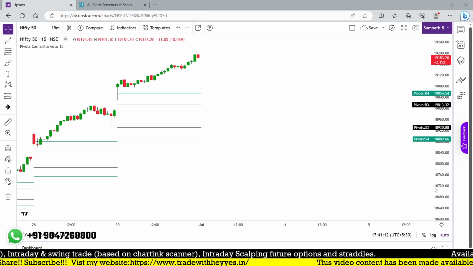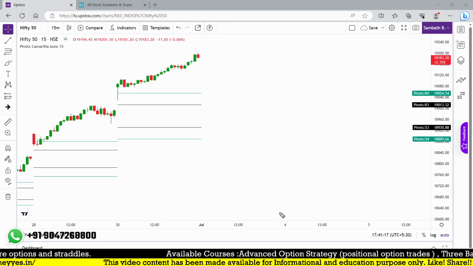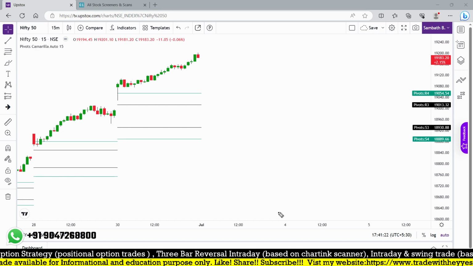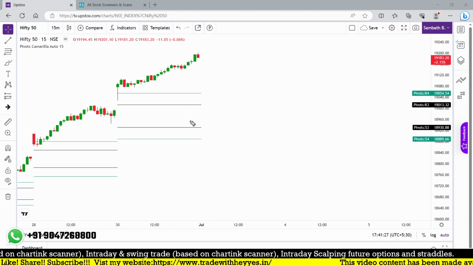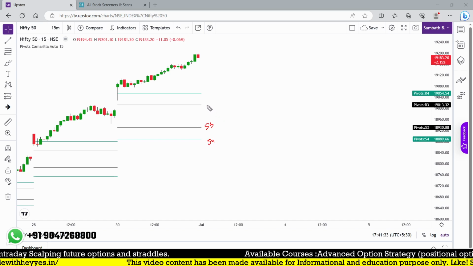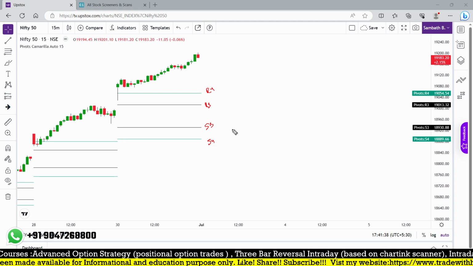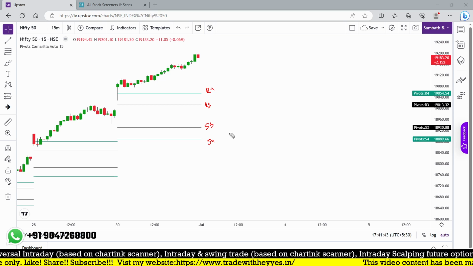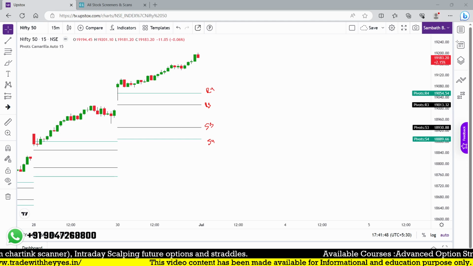Here I have already added the Camarilla levels. You can simply get these Camarilla levels on any of your broker platforms. Here I'm using Upstox, where I added the Camarilla levels which I marked here. This black line is there because I was hiding R1 and R2. Here we have S3 and S4, resistance 3 or resistance 4, or maybe H4, H3, L4, L3. In Camarilla levels, we mention L and H.